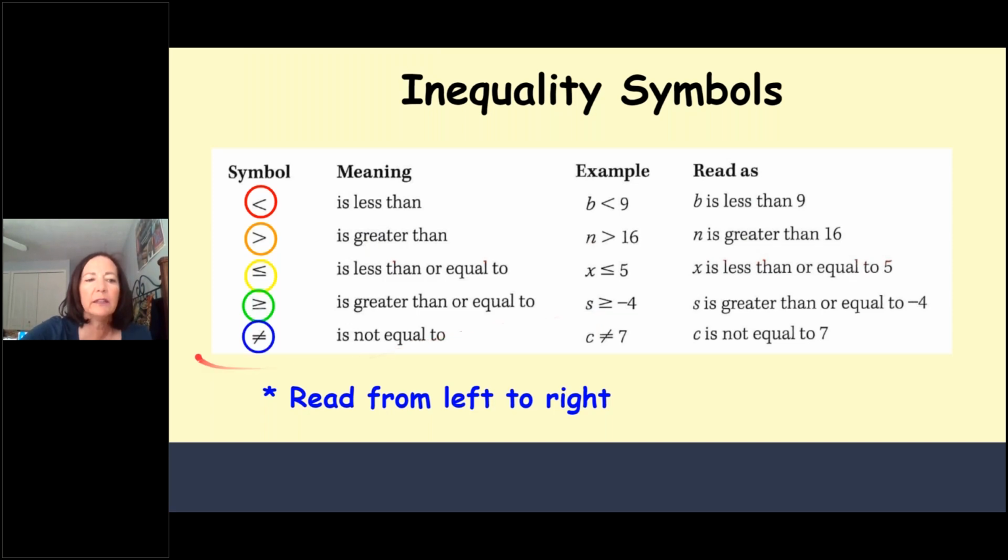And the last one is not equal to. We're not going to work with this one very much, but you will see it throughout all kinds of math lessons. It's the equal sign with the not slash going through it.